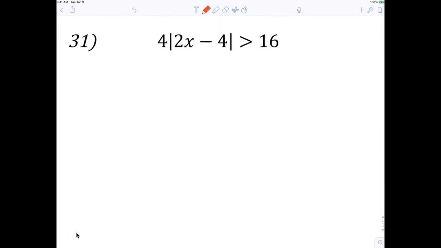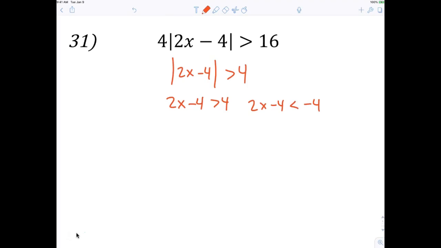So 31, first thing is I have to do what? Divide by 4. All right, here we go. Everybody good on this? Now write both inequalities. 2x minus 4 greater than 4. 2x minus 4 is less than negative 4.